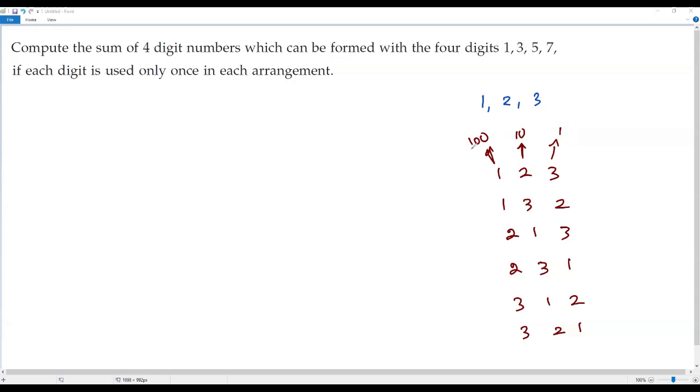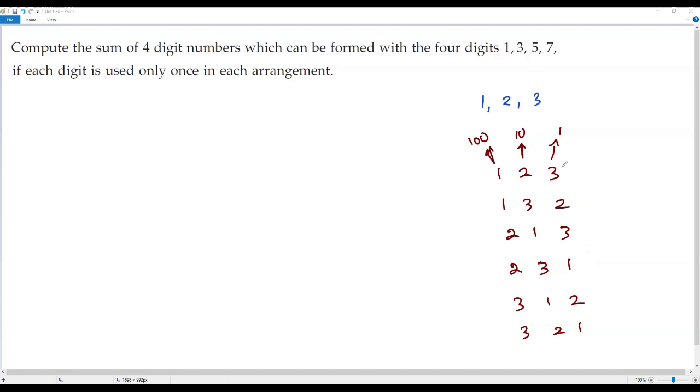For that, let's consider the total number of three-digit numbers formed. So there are six three-digit numbers formed over here. It has to be divided by the number of digits given. So 6 divided by 3 is 2. So that is, each digit is repeated two times in ones place, tens place, hundreds place. Okay, now let's add all these numbers in ones place. What do I get? 3 plus 2 is 5, 5 plus 3 is 8, 8 plus 1 is 9, 9 plus 2 is 11, 11 plus 1 is 12.